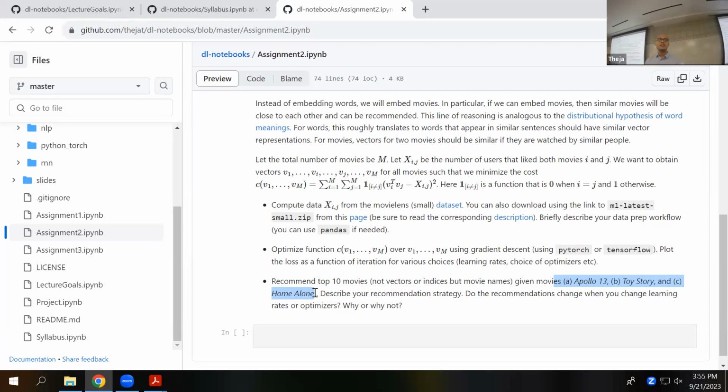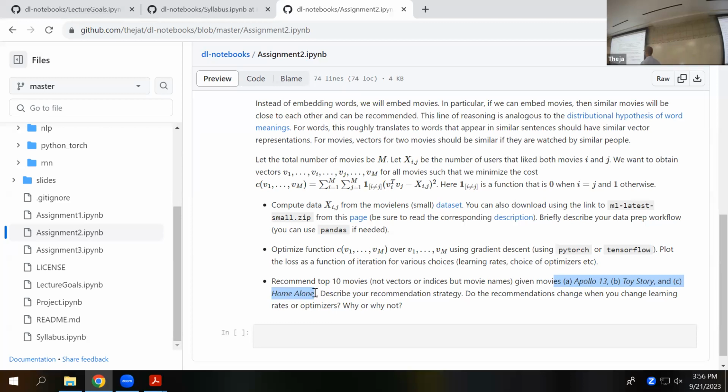Any questions or comments about this? Yeah. Like here in part 3, we actually did 2 versions for the solution. Like we recommended, for Apollo 13 there's only 1 movie, we recommended 10. And then another version where we took the 3 movies together and recommended based on the 3. So we have to take all of them or just one by one?